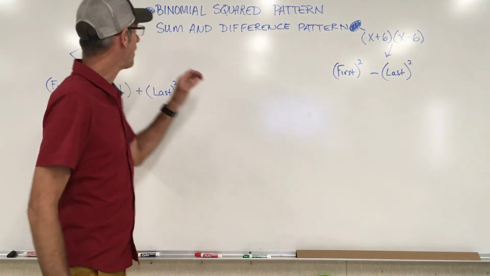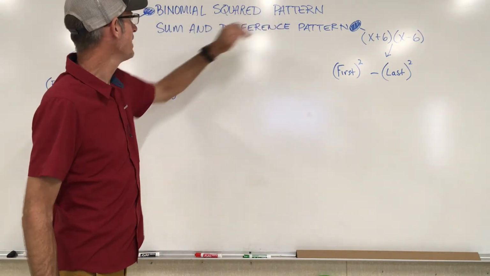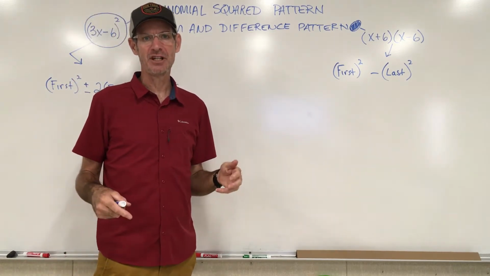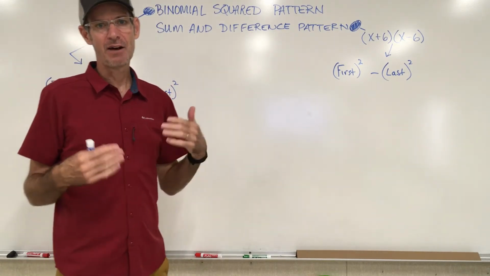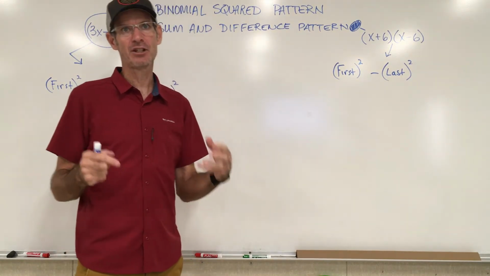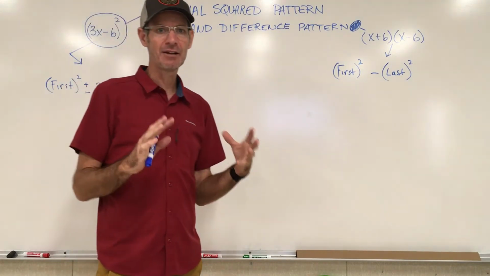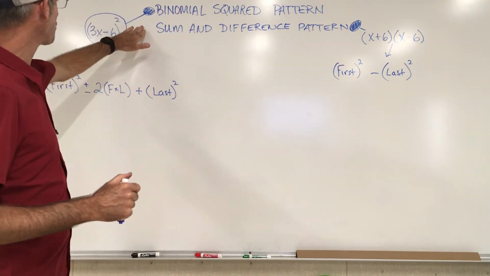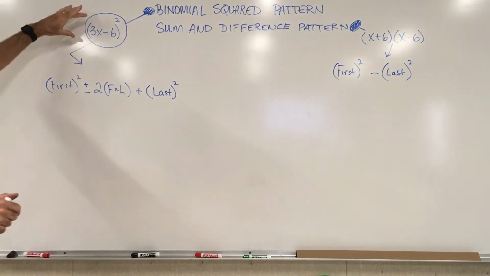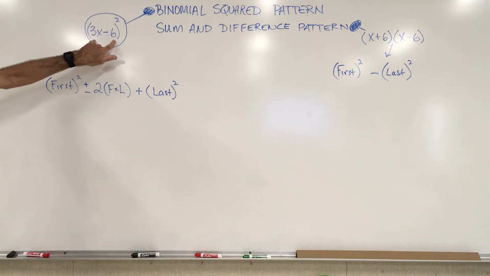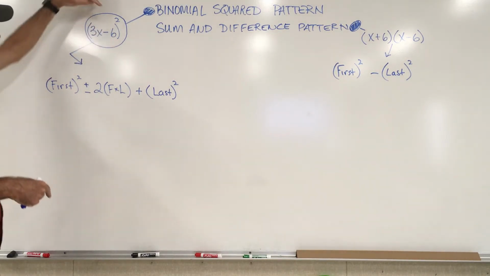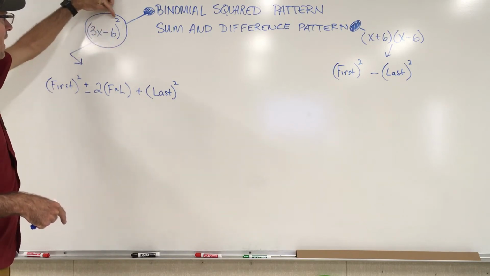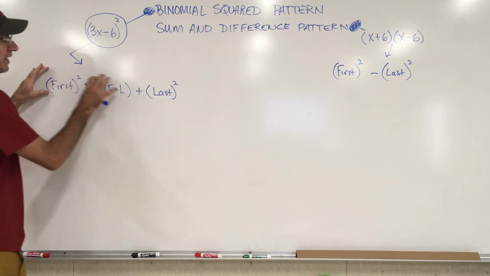The next problems are the binomial squared pattern and the sum and difference pattern. These are just patterns of multiplication that speed up the process of doing problems. Also, it makes factoring later on this week much easier. On the binomial squared pattern, you know you're dealing with a binomial squared if you have a binomial and it's squared. Whenever you have a binomial squared, it's going to turn into this pattern.